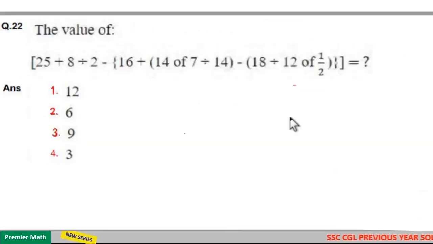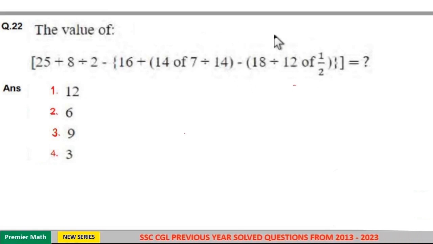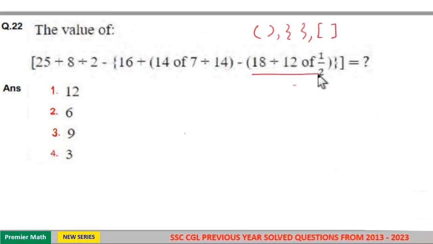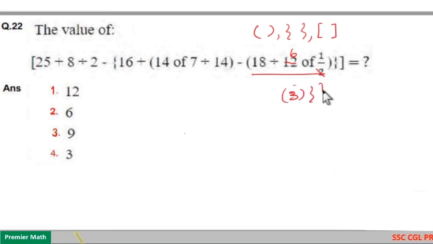Find the value of the following. Here use the BODMAS rule. Bracket, order, and so on, is the order of the BODMAS rule. Now as per this, you have to solve this bracket first. Here 2 goes 6 times in 12, and 18 by 6 is equal to 3. So this will become 3, and here you have to solve this bracket second.